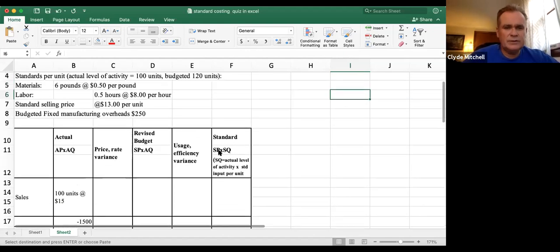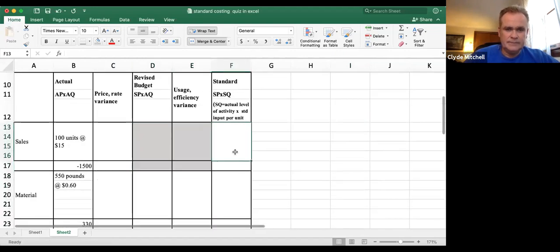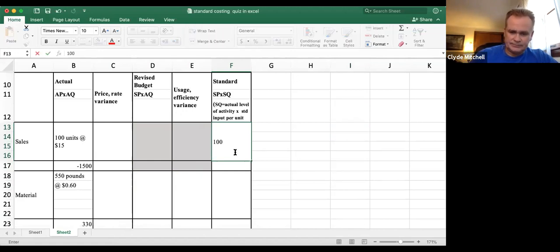Okay, we're going to start off with sales. Obviously, we know with sales that you don't have a sales volume variance, so we can go and shade that in gray. Let's go and work out the sales. It was 100 units, $13. So that's going to be equal to 1300.